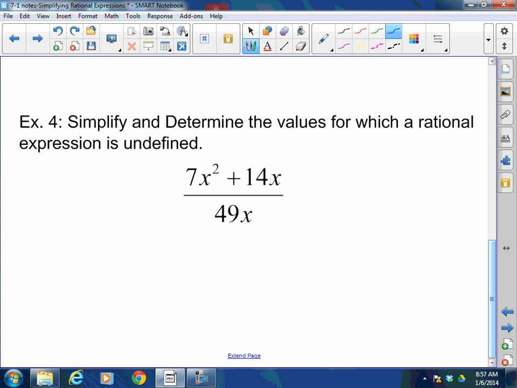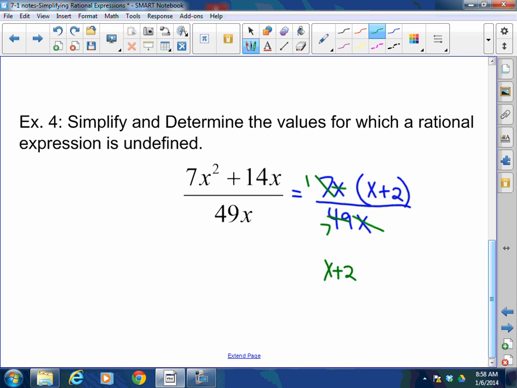Okay, how about here? What can I factor out of the numerator here first? 7x. Very good. Leaving me with an x plus 2. Then down here I've got 49x. Well, guess what? I can cancel that x out. I can cancel out a 7. So I have x plus 2 over 7. Am I limited by anything in the denominator? Does x affect the denominator in any case here? Does it? So x can be any number, right?